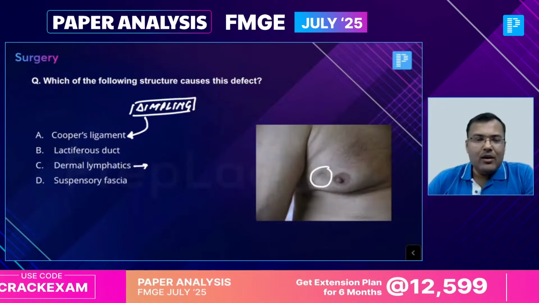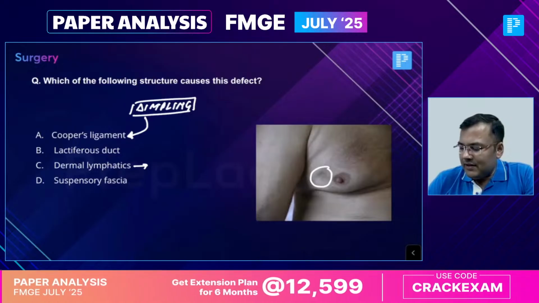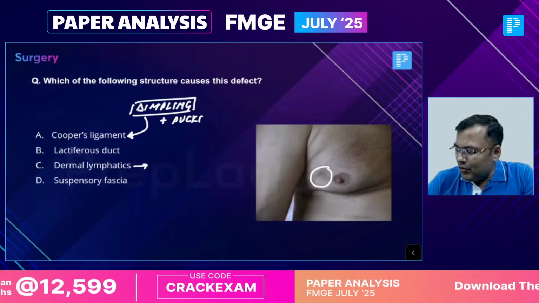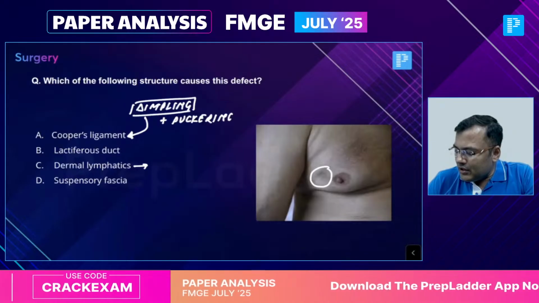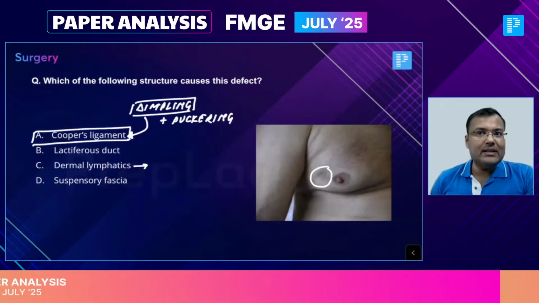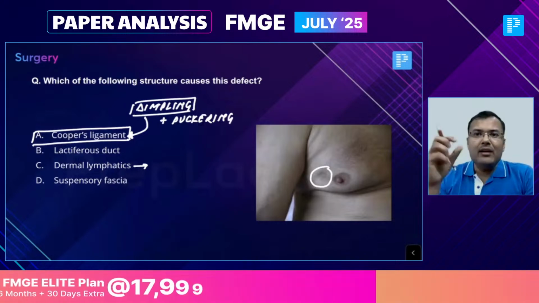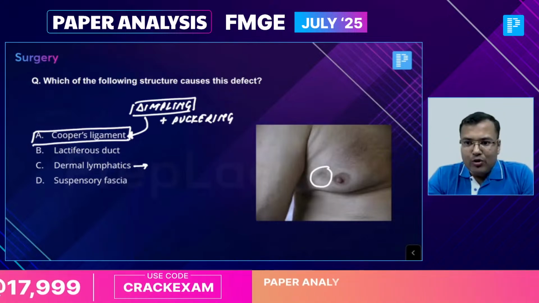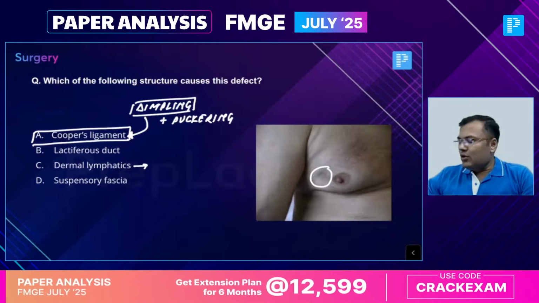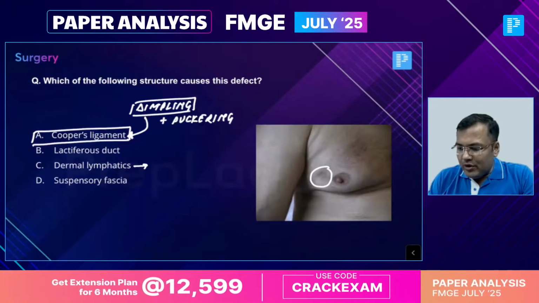Dimpling and puckering, both of these are because of involvement of which ligament? Cooper's ligament. What is dimpling? It is skin depression. What is puckering? Wrinkling in the breast skin, that is puckering. Clear?